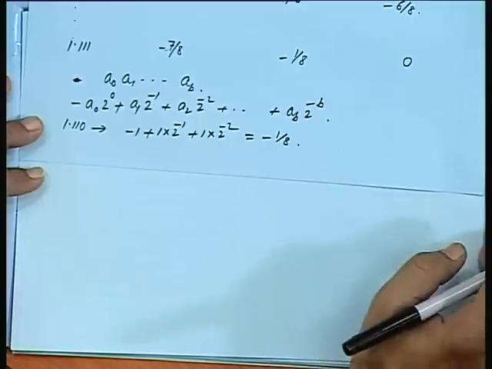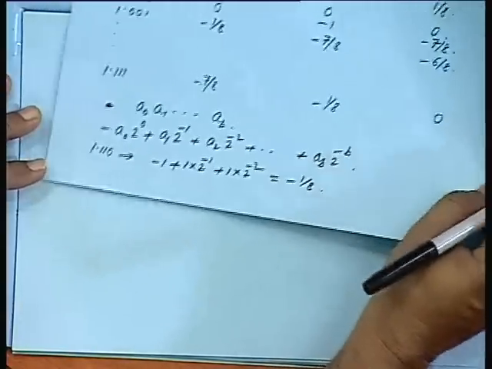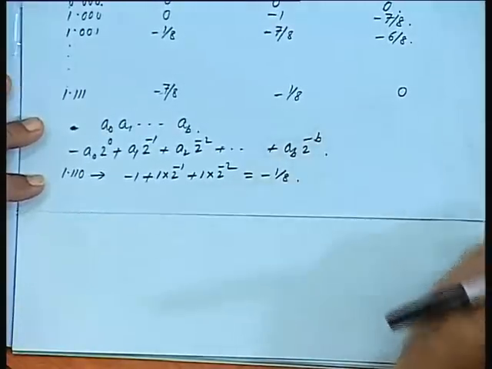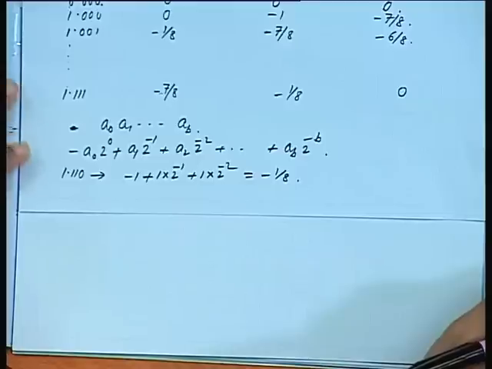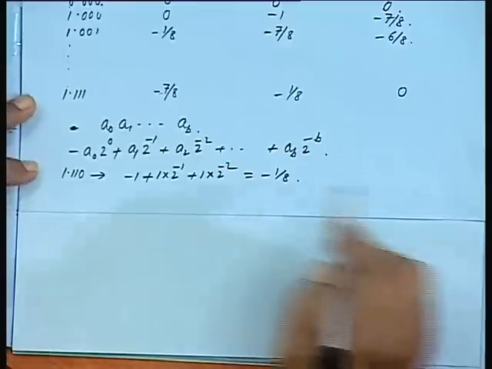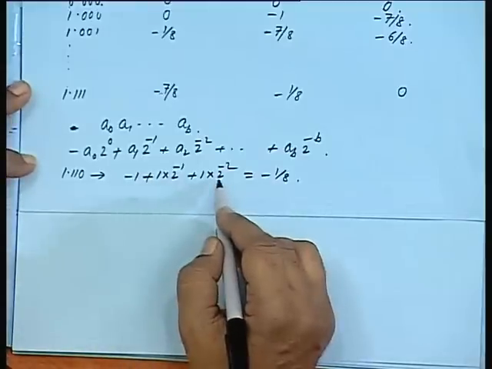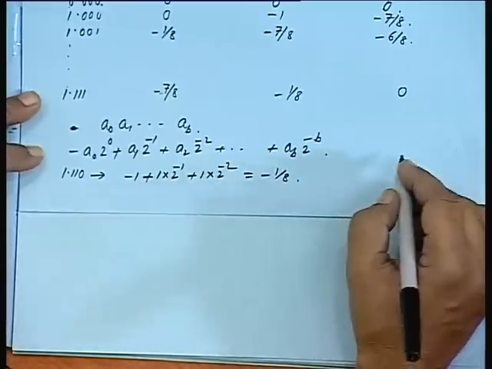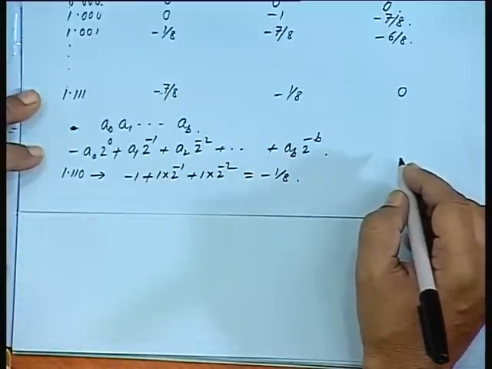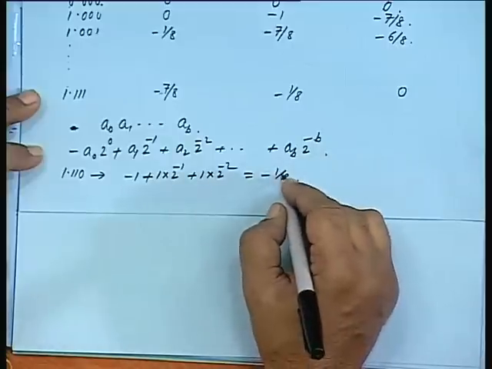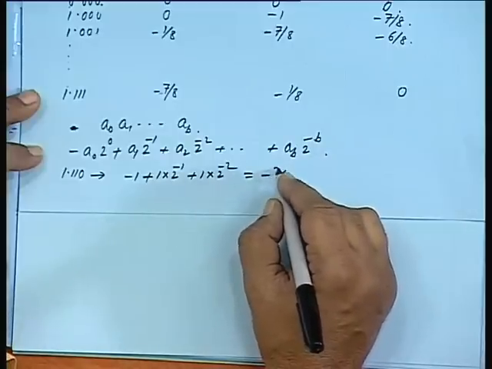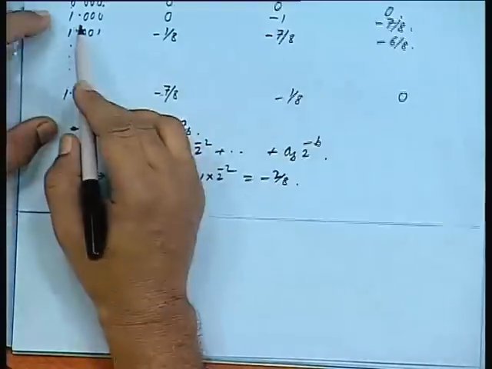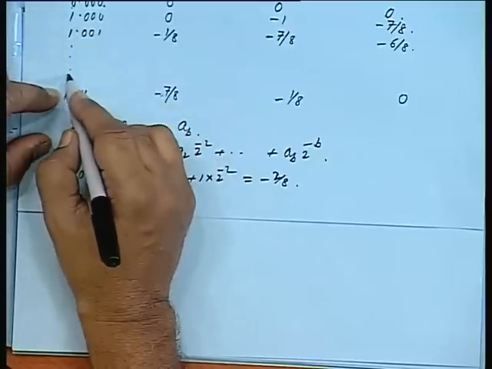.111, is this coming all right? 1.110 is 1/4 and half, all right. So, how much is it? Minus 2 by 8, is that so? It should be 2 by 8, it will tally with the previous one.